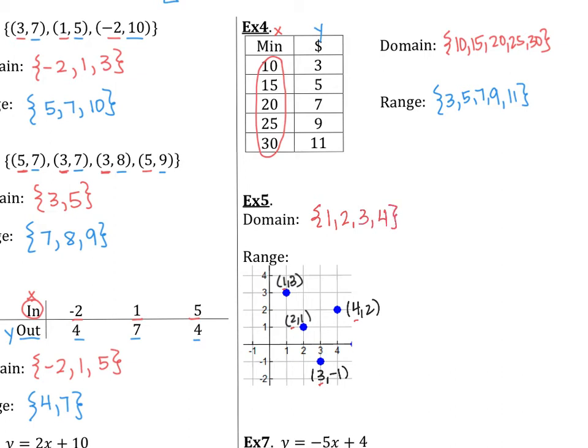Now the range is the y values. Y values are the second number in the ordered pair. The y-axis goes low, down to up. So if I go down, I have -1, 1, 2, 3. And then I'm just going to glance at them. They look like they're lowest to highest, and I didn't list any repeated values.